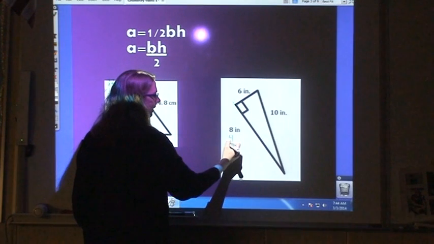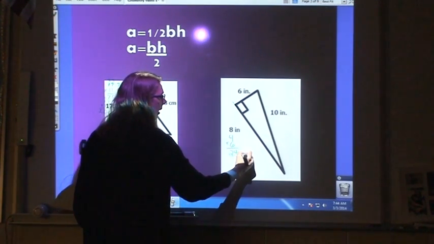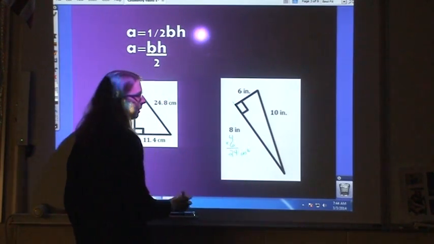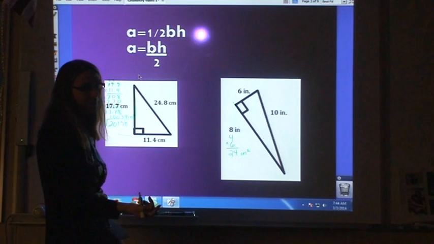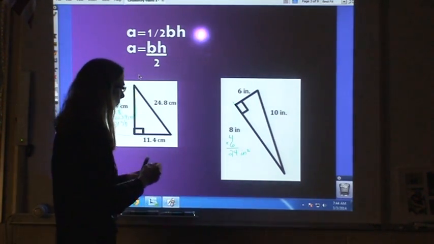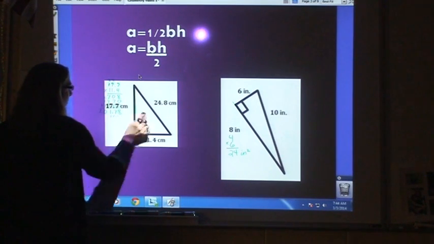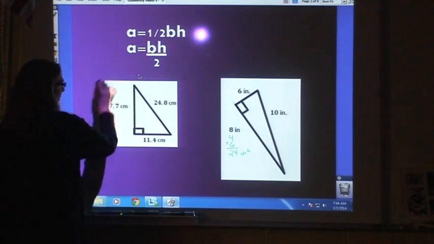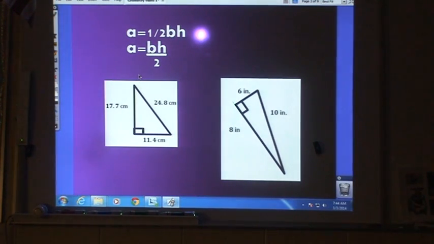And if I multiply that times my height, I just have 4 times 6, which is 24 inches squared. It would be the same thing if I multiplied 8 times 6 and then divided it by 2. I would still end up with 24 inches squared. This is how I find the area of a right triangle. We're going to go ahead and look at a couple other situations here.